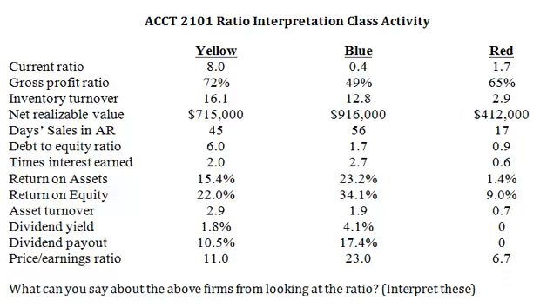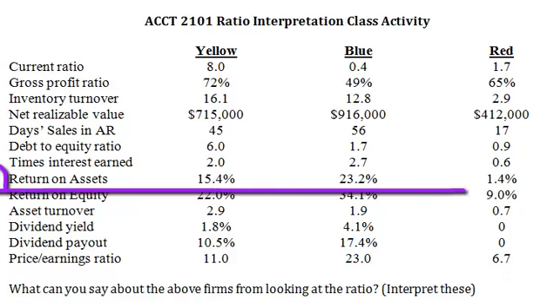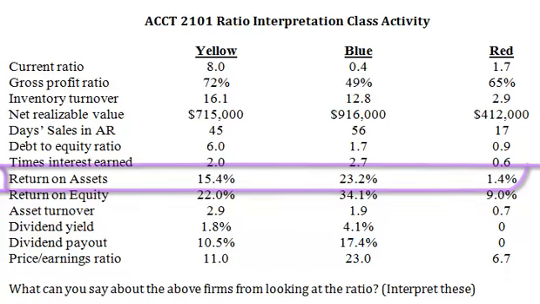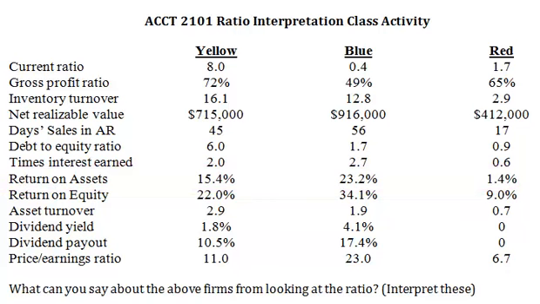All right, let's look at return on assets. Yellow and blue look like they have a nice healthy return on assets. Red's return on assets is probably below the cost of capital. I don't know what they're paying for debt, maybe 4%. And so if they're not earning enough to pay for the debt, then they should sell off assets and repay the debt until they have a better idea.